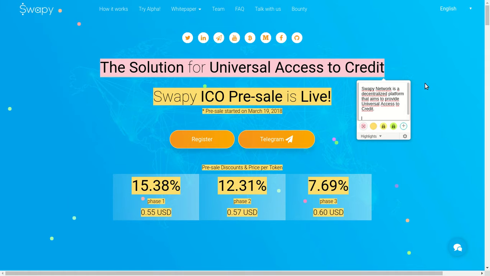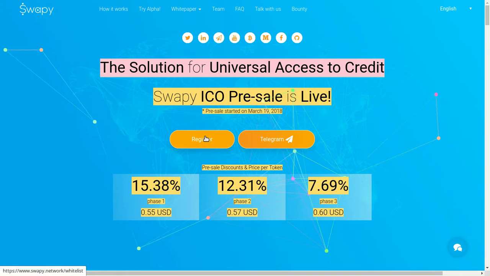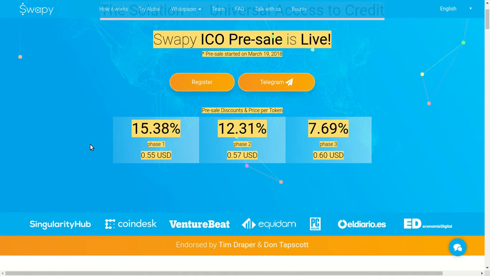Swapy Network is a decentralized platform that aims to provide universal access to credit. Now we are in the pre-sale phase that started on March 19th. You can register for the whitelist at the moment and you get discounts the earlier you invest. For example, in phase 1, you get one Swapy token for 55 cents, and later on 57, and later on 60 cents.